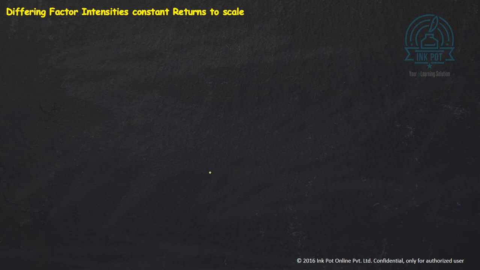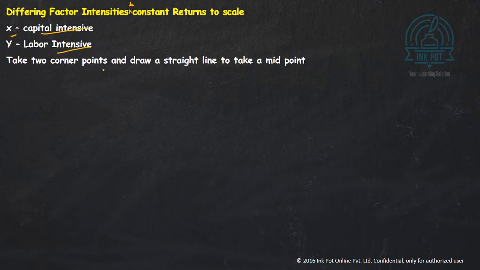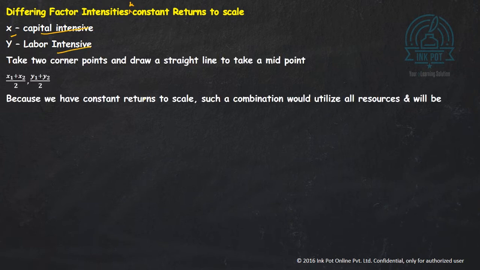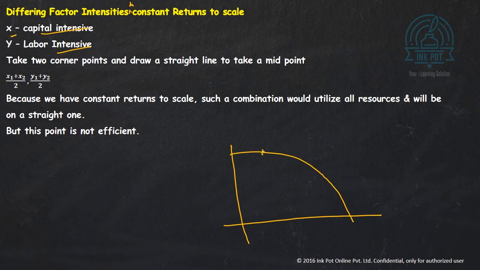The curve is concave. The second reason is differing factor intensities and constant returns to scale. So we're saying the good X, let's say, is capital intensive and good Y is labor intensive. We are taking two corner points and we draw a straight line to the midpoint. Alright, so we made the PPF, and we explained it. Let's suppose there be point 1 here and point 2 here, and I just draw a straight line between the two.